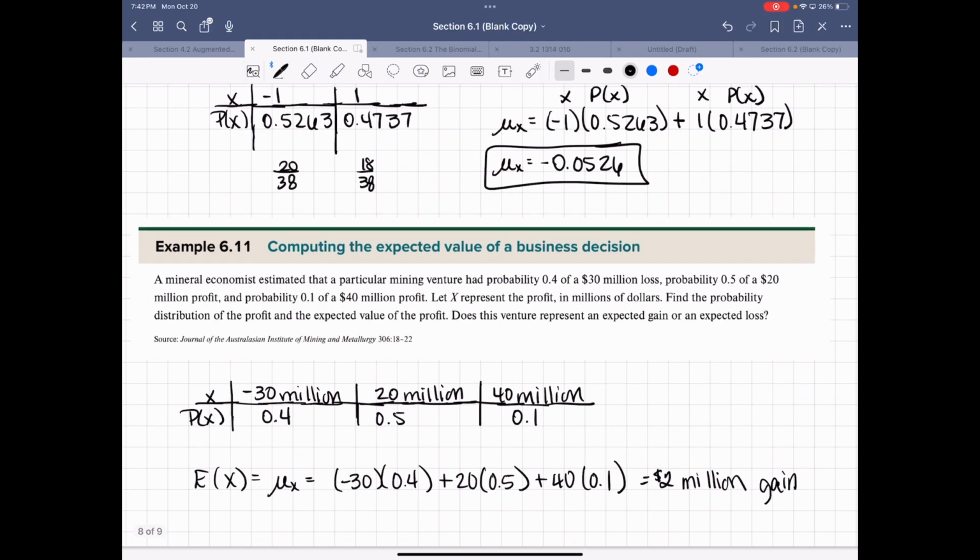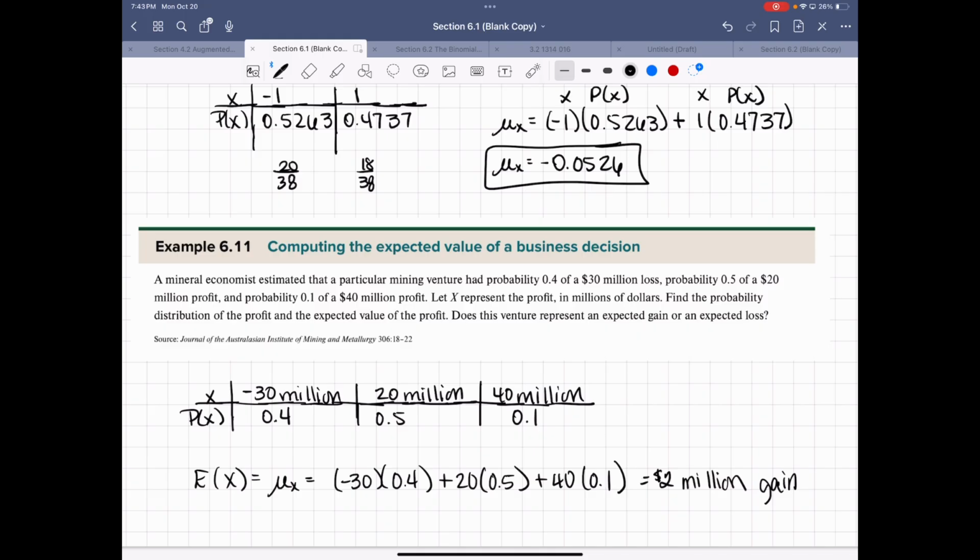A mineral economist estimated that a particular mining venture had a probability of 0.4 of a $30 million loss, probability 0.5 of a $20 million profit, and a probability of 0.1 of a $40 million profit. Let X represent the profit in millions of dollars. Find the probability distribution of the profit and the expected value of the profit. Does this venture represent an expected gain or expected loss?